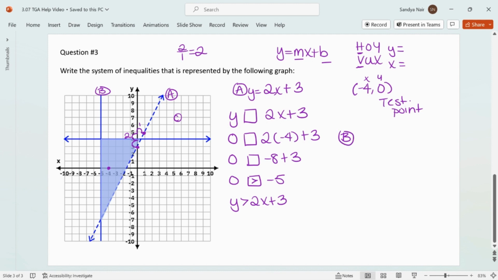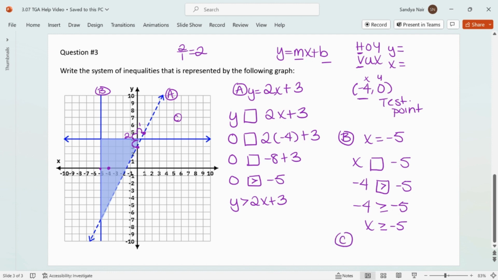Now let's look at line B. B is a vertical line, right? A vertical line is going to have an x equals equation. And it's x equals -5, because it passes through -5. Remember, we don't have an equation though, we have an inequality. So let's think about what -5 is going to do compared to our test point. Our test point had an x coordinate of -4. So we have -4 and then something -5. -4 is to the right of -5 on the number line, so that means it's going to be greater than. Also, this line is solid, so that's going to be a greater than or equal to. So we have -4 greater than or equal to -5. That means x is greater than or equal to -5.